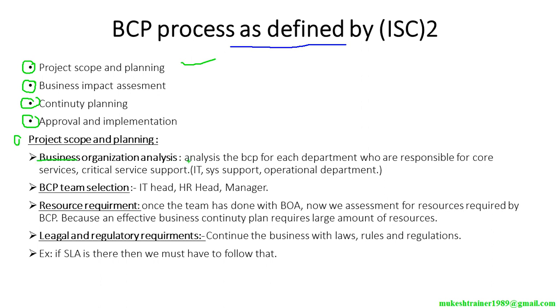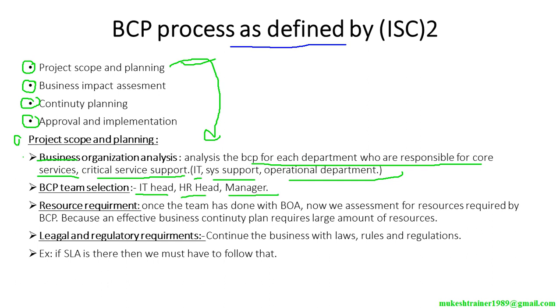Business organization analysis analyzes the BCP process for each department responsible for core service, critical service and support. They analyze first, for example, IT, system support and the operational department. This is the first step. Second is BCP team analysis, looking for the IT head, HR head and managers. The third one is the resource requirement.